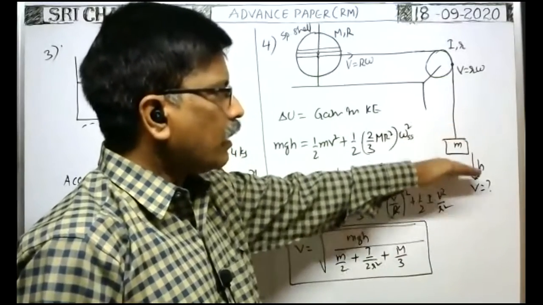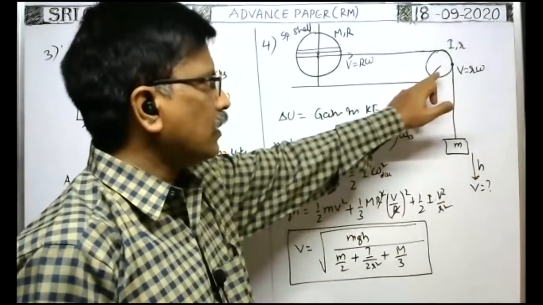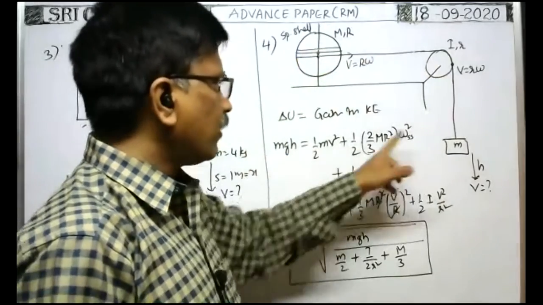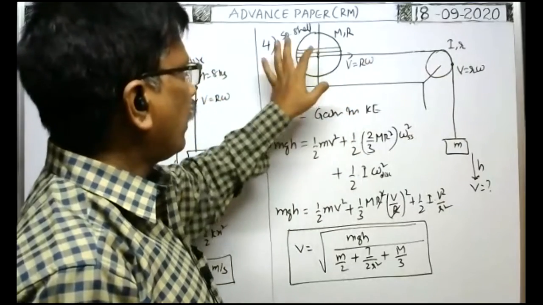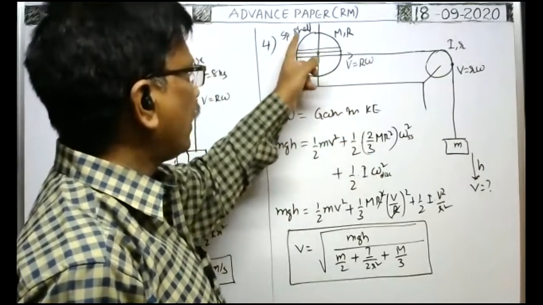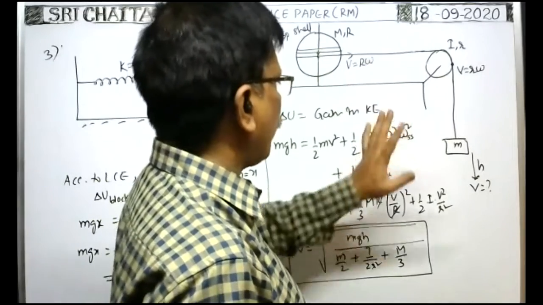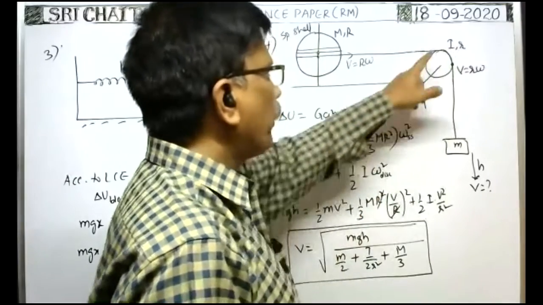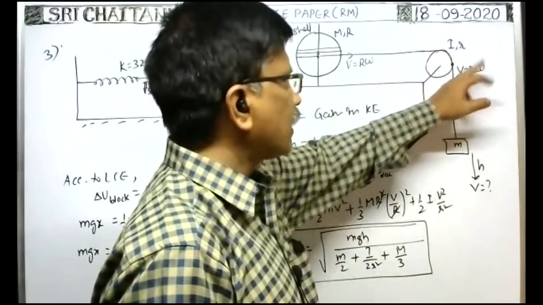Loss of potential energy is equal to gain in kinetic energy by this body, by this disk, by this sphere. So loss of potential energy is equal to the gain in kinetic energy of this block, half m v square, plus the gain in rotational kinetic energy by the shell, half into moment of inertia 2 by 3 m r square, because it is a spherical shell, into the angular velocity of the spherical shell square, plus the rotational kinetic energy gained by this disk, half into the moment of inertia of the disk, given as capital I only, into omega of the disk square.